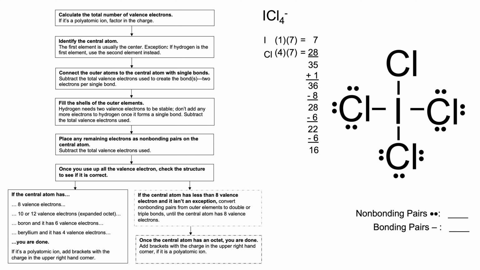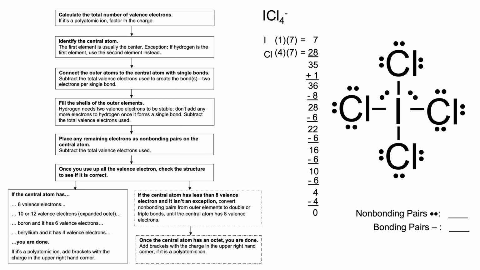And you could see when I finally fill that last chlorine's outer shell, I'm now going to be left with 4 valence electrons. I need to place those 4 valence electrons on that central atom as non-bonding pairs. So I'm going to clearly add 2 non-bonding pairs onto that central atom, and now I have 0 left over. So when I check that central atom, it has 2, 4, 6, 8, 10, 12. It has 12 valence electrons. That means it's an expanded octet.